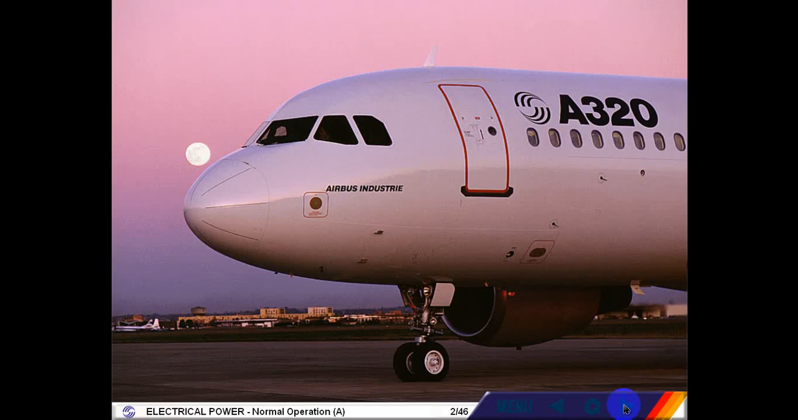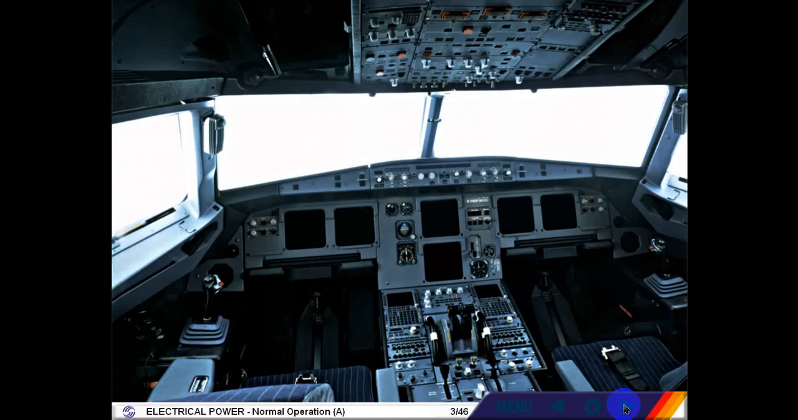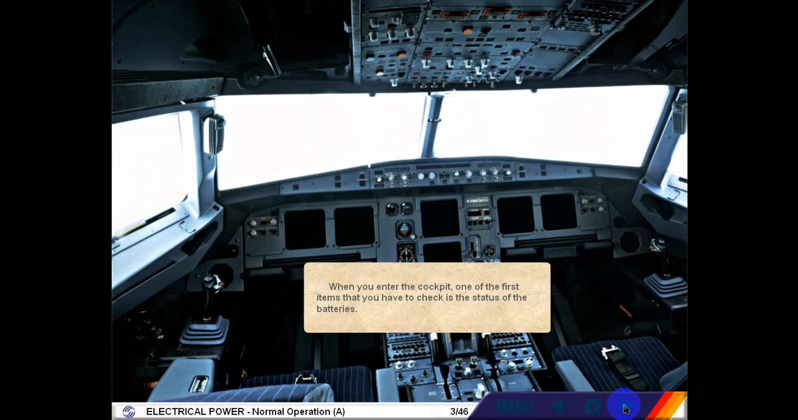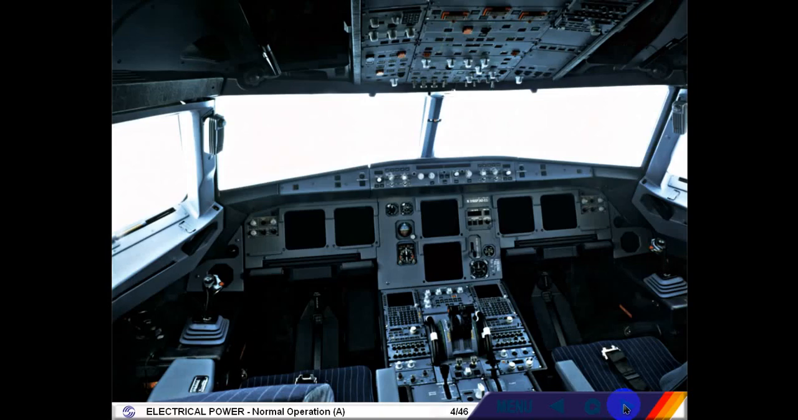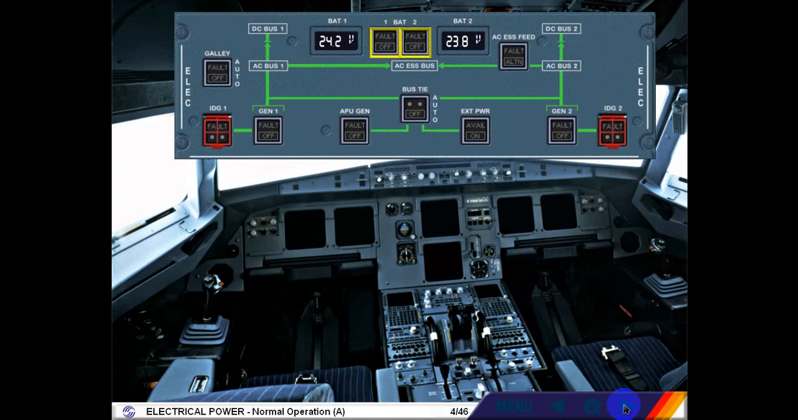Let's assume that we are starting with a cold aircraft for the first flight of the day. When you enter the cockpit, one of the first items that you have to check is the status of the batteries. To do this, first you have to check on the electrical panel that both batteries, BAT1 and BAT2 push buttons, are switched off.